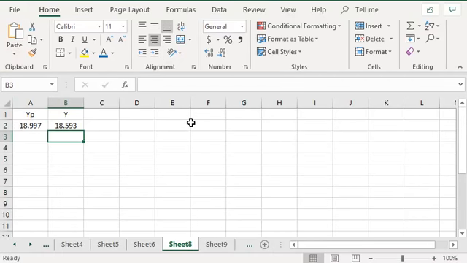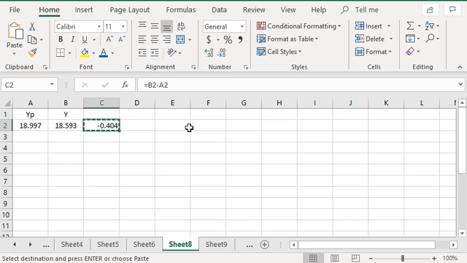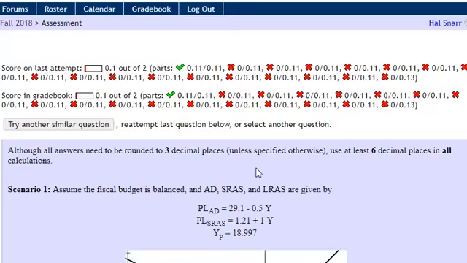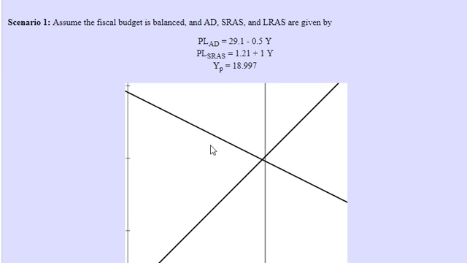Okay, and the output gap is just real GDP minus potential, which is $0.404 trillion. So the output gap is $0.404 trillion. We got that right. Now, if you go back to the original problem, it says the fiscal budget is balanced.